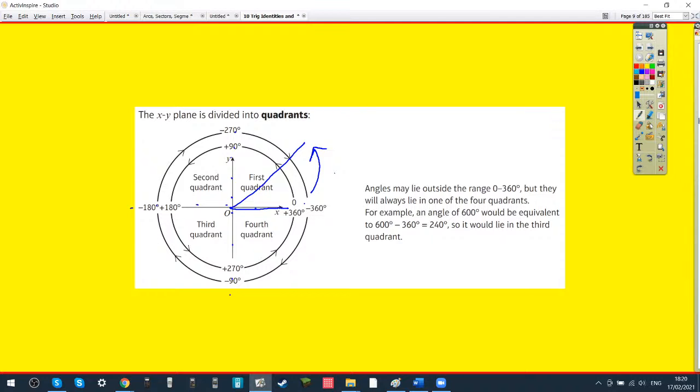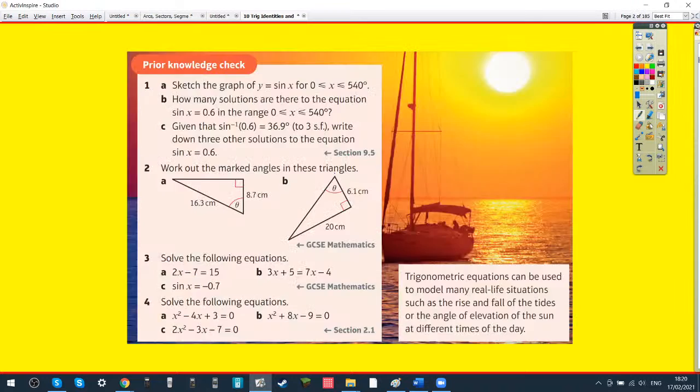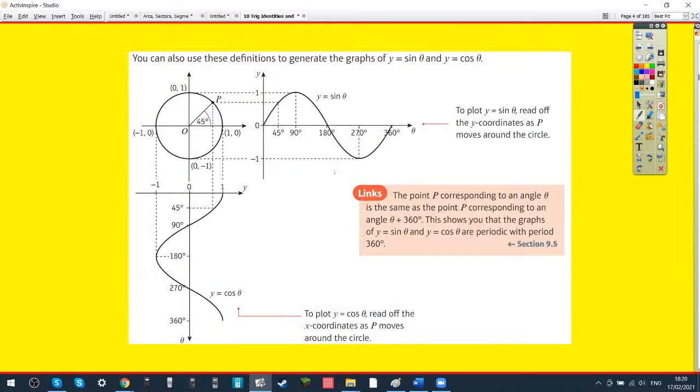90 and 180. Yeah. And so what is sine, between 90 and 180, is sine x positive or negative? What about cos x? What about tan x? No, I don't know. Not too sure.